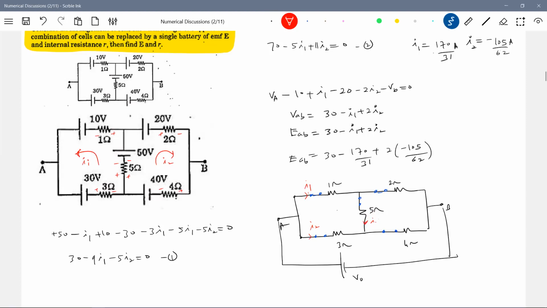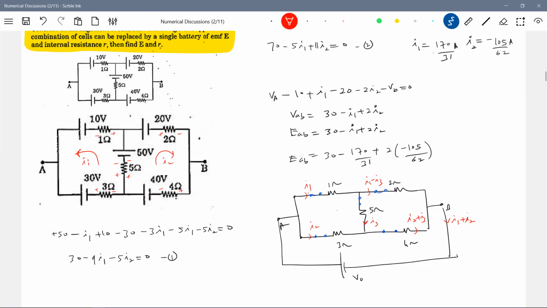Here I3 I will take it. I think 3 unknowns will come, no? Can we make it only? Yeah, so this will be I1 minus I3. This will be I2 plus I3. So finally I1 plus I2.